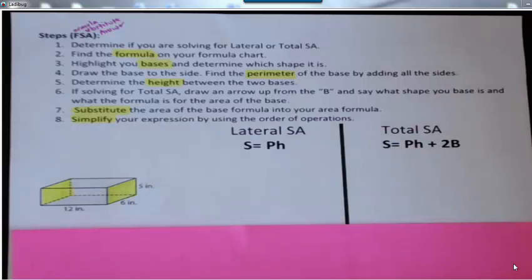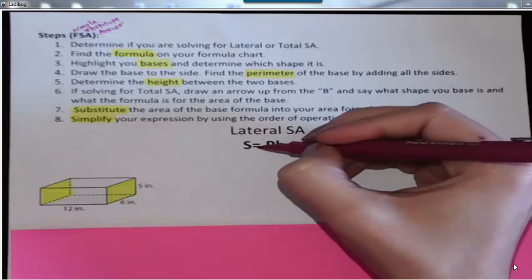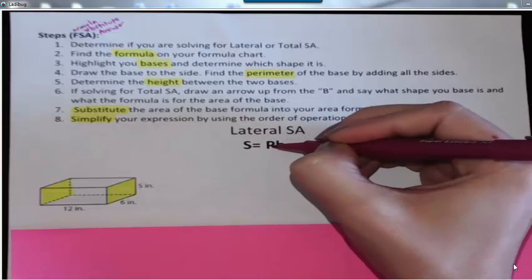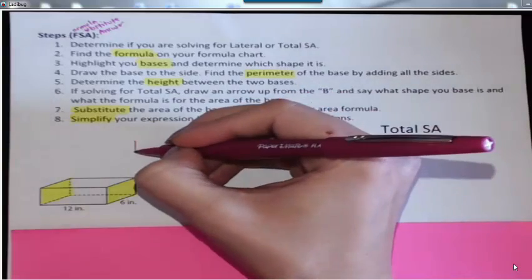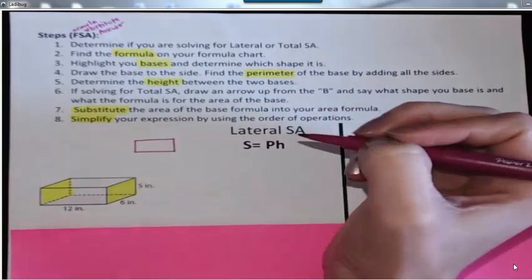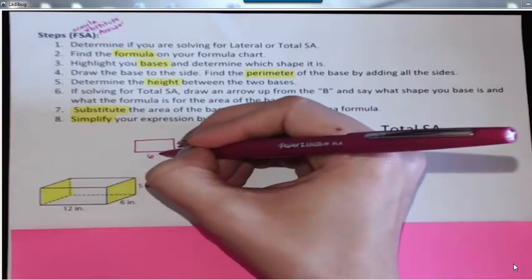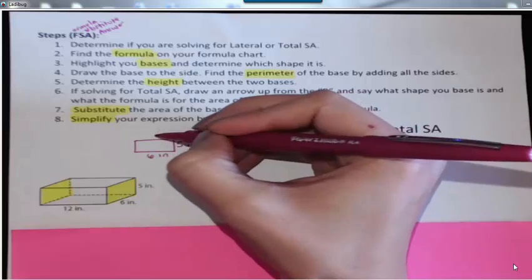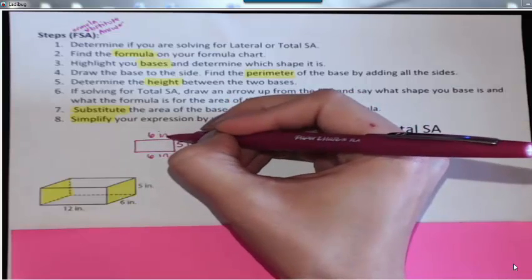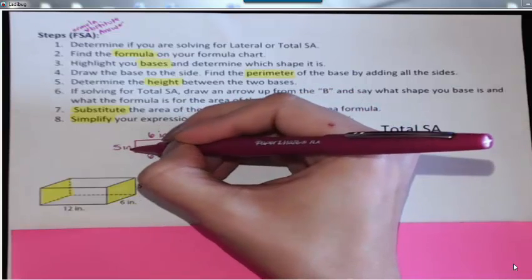So once I do that, I'm first finding the lateral surface area. Remember, S, the surface area, is equal to the perimeter of the base times the height. So if this stands for perimeter of the base, I'm going to take off that base and I'm going to label the sides. This is 5 inches, this is 6 inches, and since I know it's a rectangle, this is going to be 6 inches and this is 5 inches.